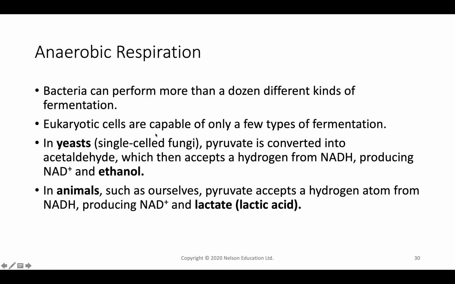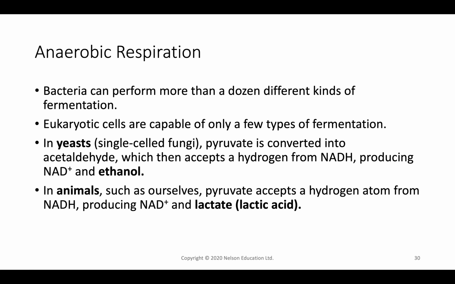And there are multiple different types of bacteria that are able to do this. Yeast is also able to do this. Bacteria can perform over a dozen different types of fermentation. Eukaryotic cells, that's us guys, multicellular organisms with nuclei, are capable of only a few different types of fermentation. So certain things like yeast, which are single-celled fungi, we use quite often for fermentation in order to produce something that we humans love called ethanol.